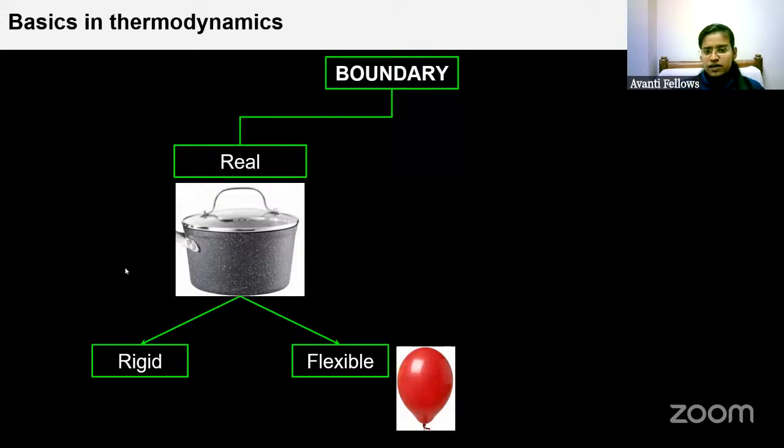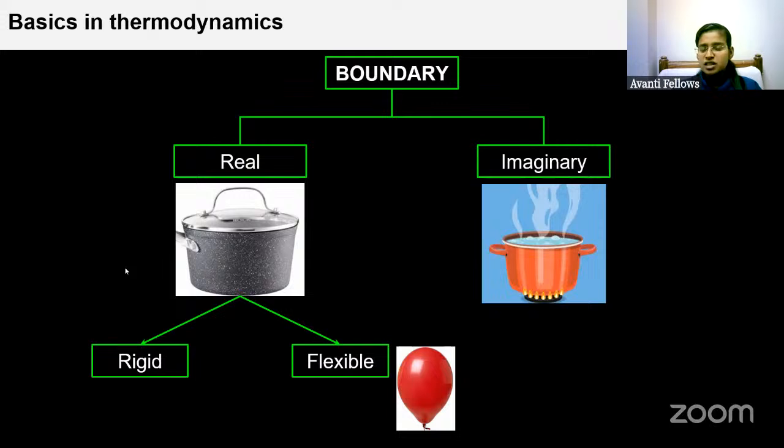A balloon is given as an example. You see here, it is flexible, right? We can stretch it in and out, but still that balloon is a boundary. So it can be flexible, meaning movable, or it can be rigid like a lid or the wall of the container. Both are real. We can see and touch them. And the second type is the imaginary boundary.